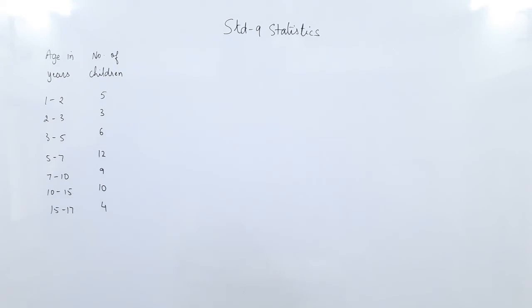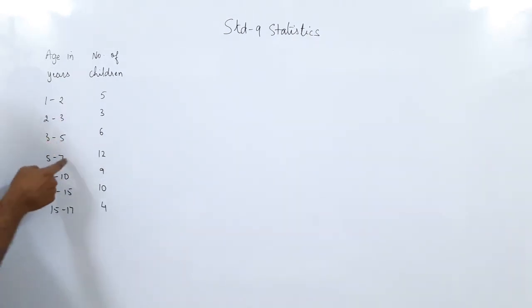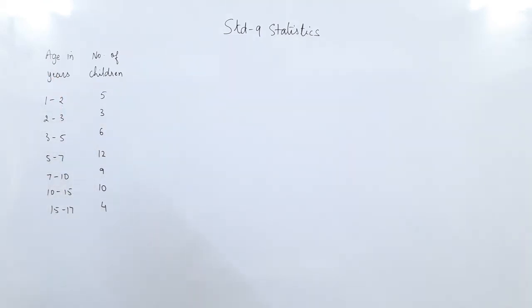Okay? So when we talk of a histogram, we have to first see is the data continuous or not. So 1 to 2, 2 to 3, 3 to 5, 5 to 7, 7 to 10. So there is no gap. 2 continues with 2, 3 with 3, 5 with 5, 7, 7, 10, 15. So there is no gap here. So the data is a continuous data. So that is the first part done.